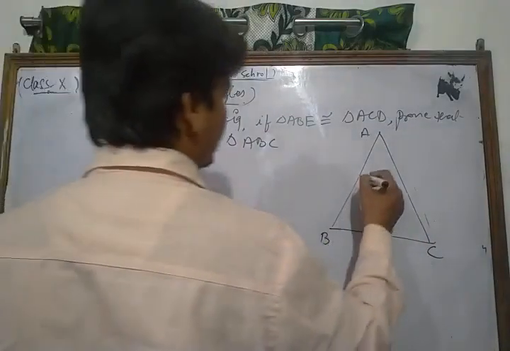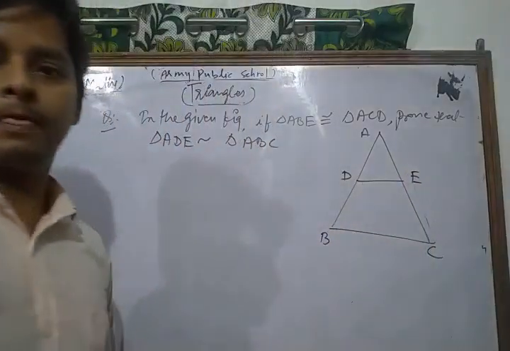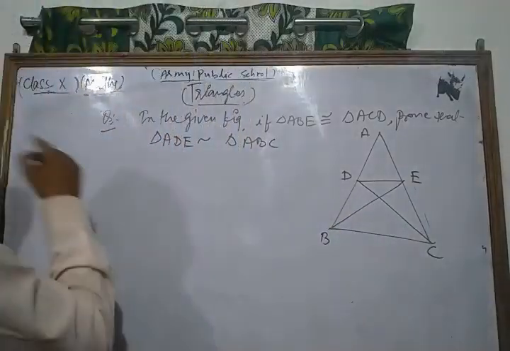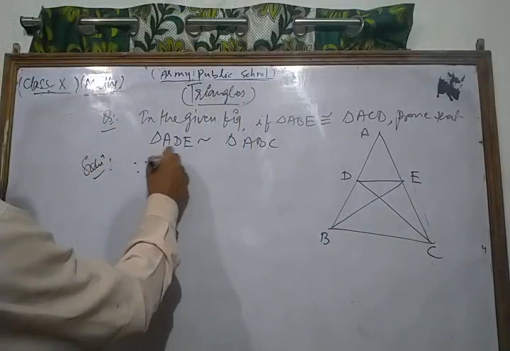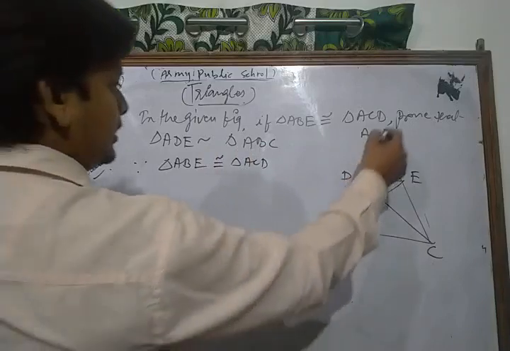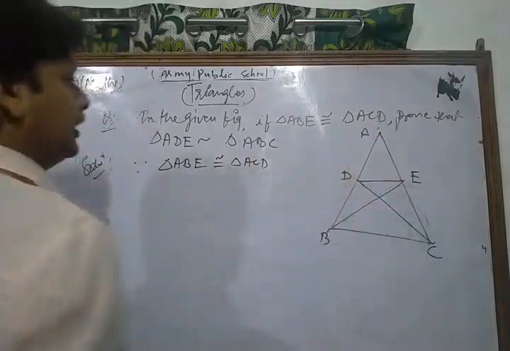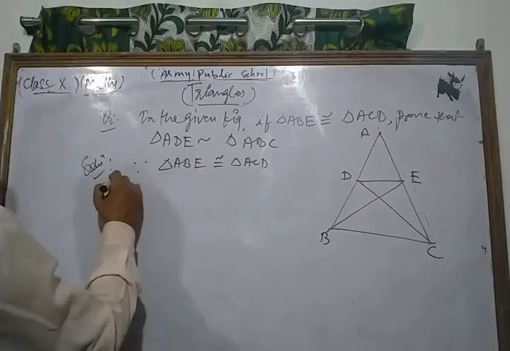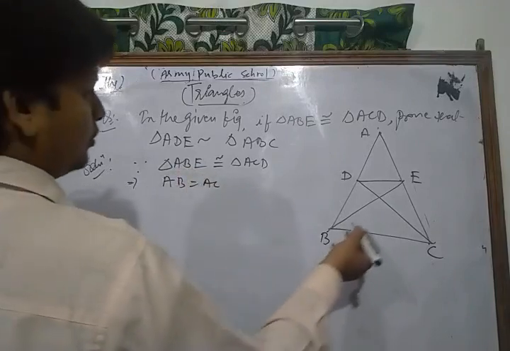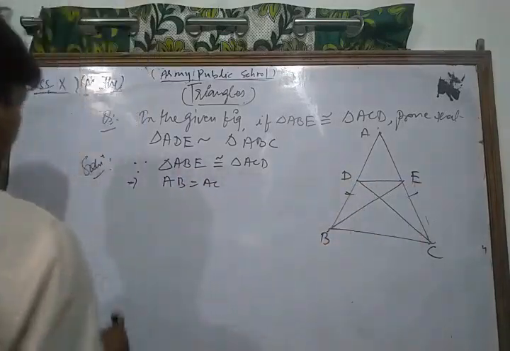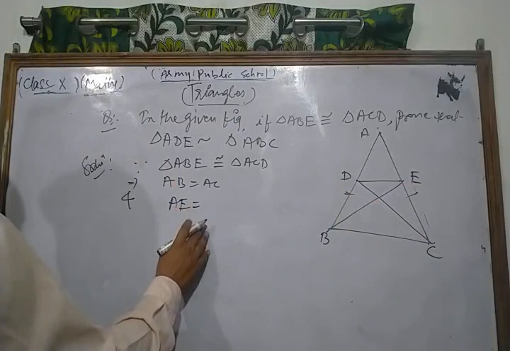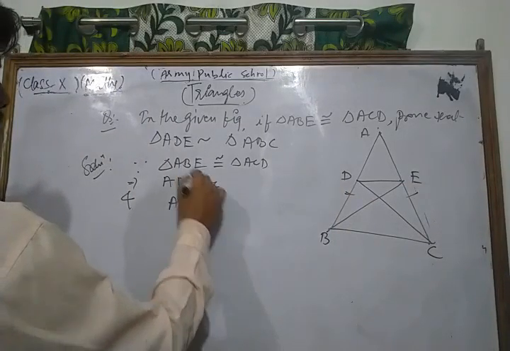the figure with triangle ADE, and CD joined to B. Now let's see the solution. Since triangle ABE is congruent to triangle ACD, which is given, thus by CPCT we have AB is equal to AC. We write AB is equal to AC, and AE is equal to AD.